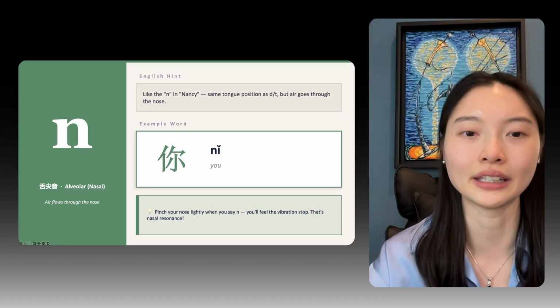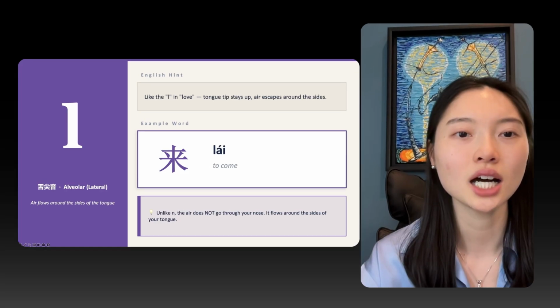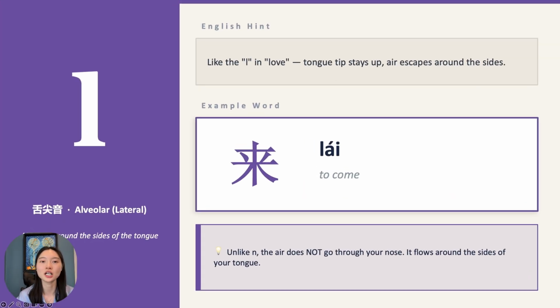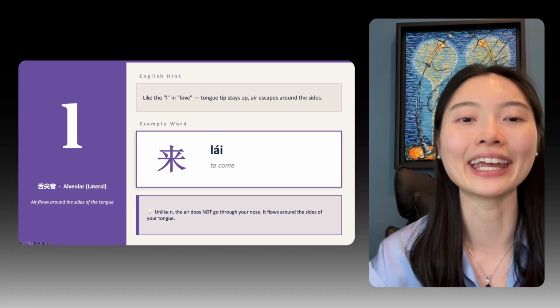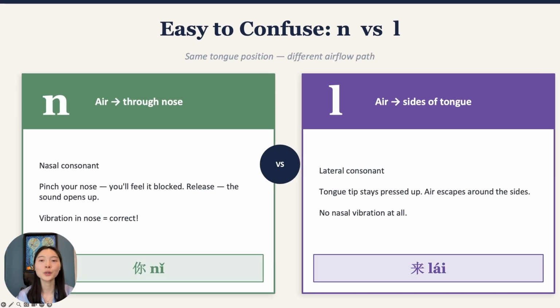Ni, ni. L, like the l in love. The tip of the tongue touches behind the upper front teeth, and the air flows around the side of your tongue. For example, 来, 来.